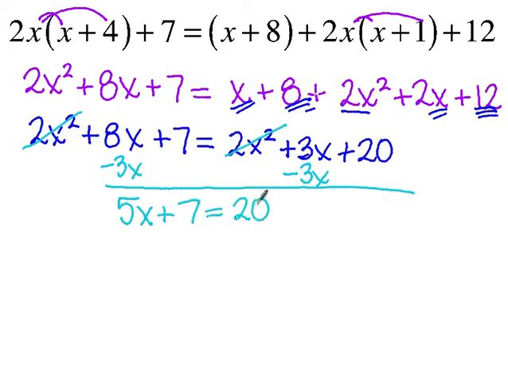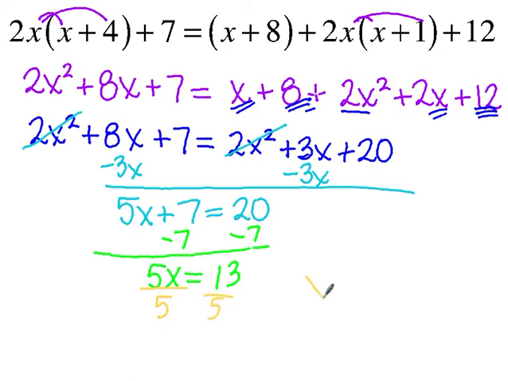What do you do now? Subtract 7. So when I subtract 7, I get 5x equals 13. What do you do now? Divide by 5. So I get x equals 13 fifths. Yes, you can get fractions. And we've got one more of those we're going to look at, and then we're going to call it a day.